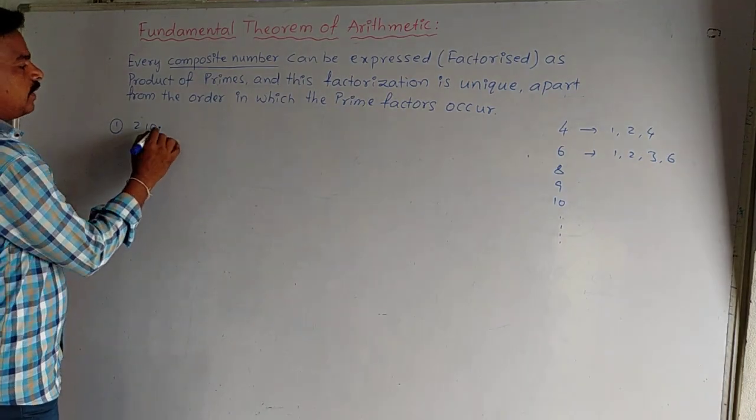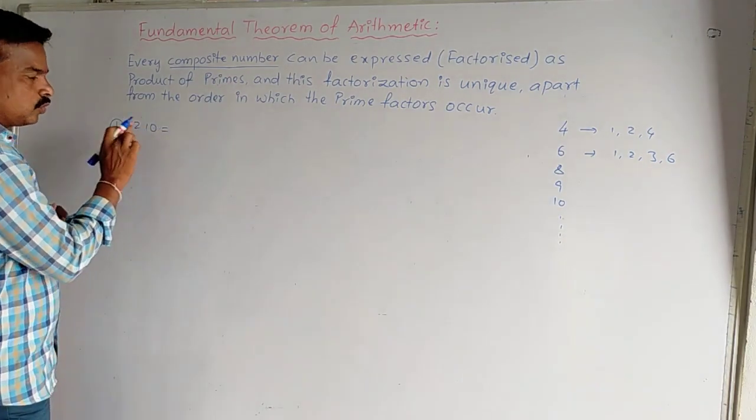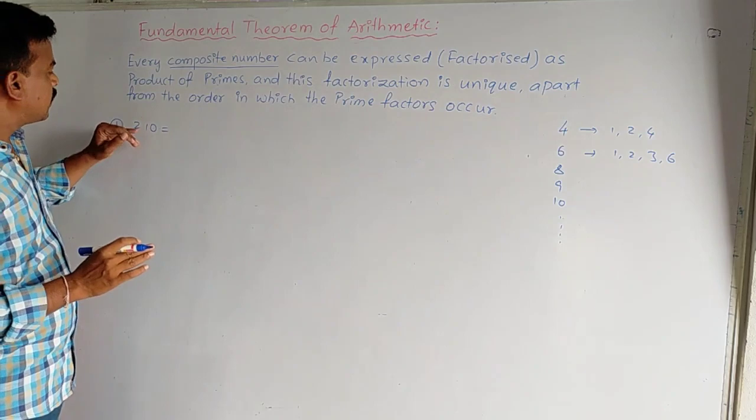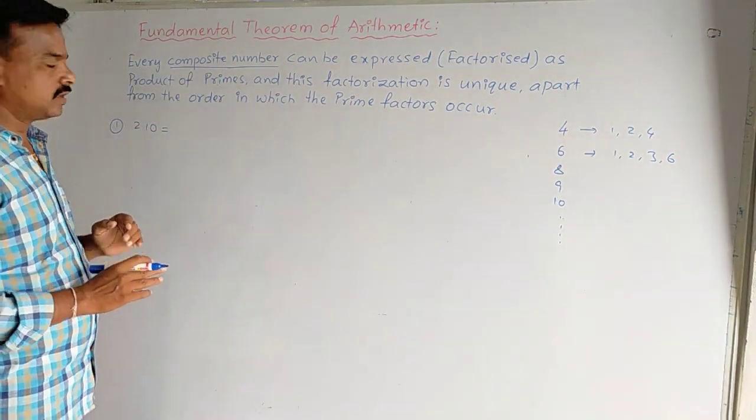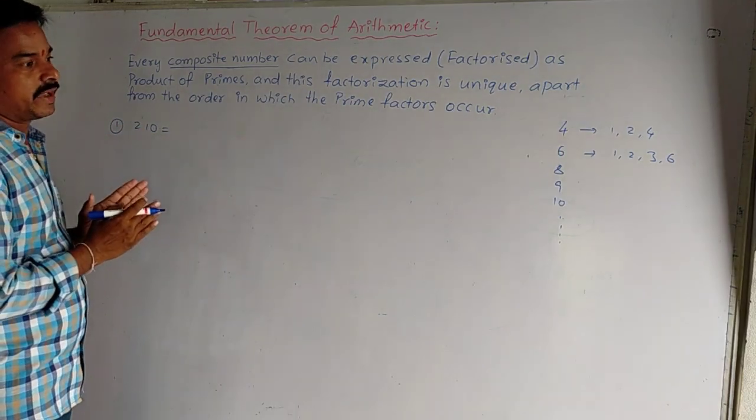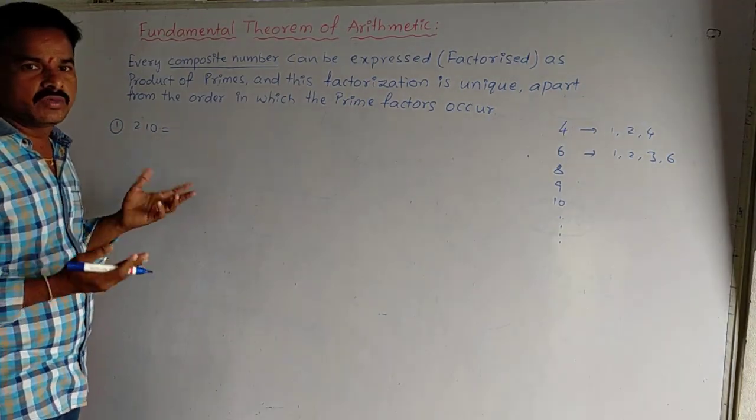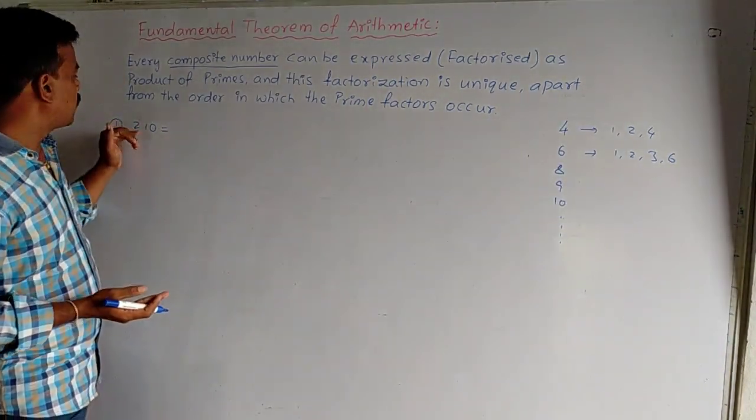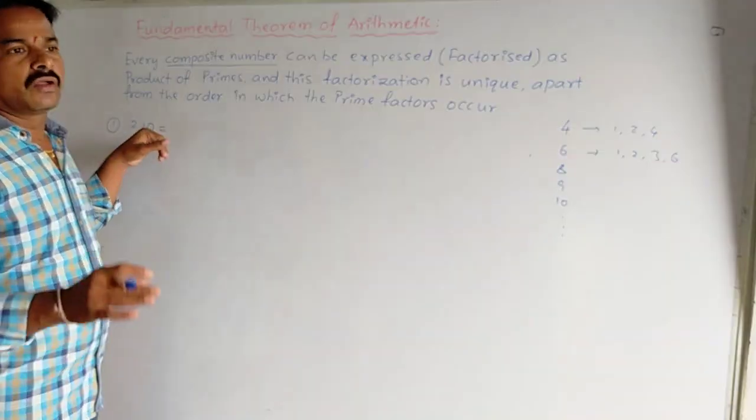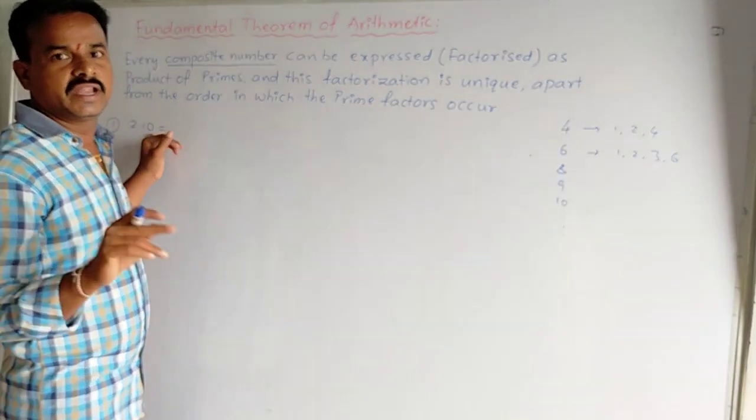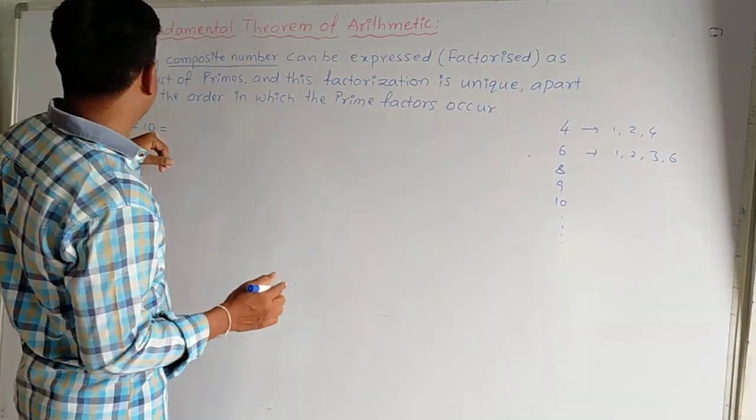Now we have to write the factorization of 210. That means we can write this composite number as the product of prime factors. So we have to find the prime factors of this number. How can we find the prime factors of 210? We have to use the synthetic division method. What is the synthetic division method?